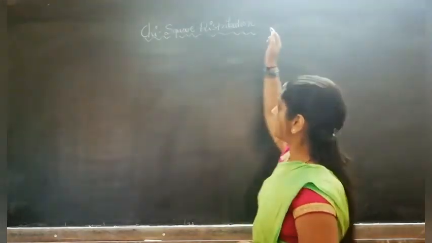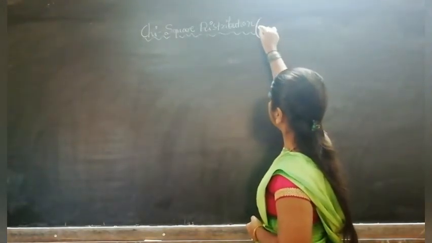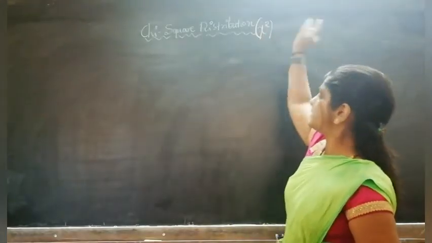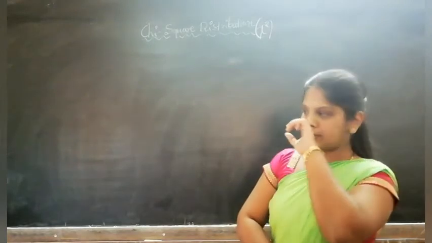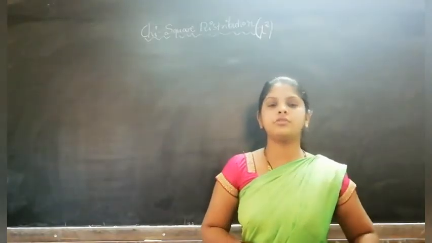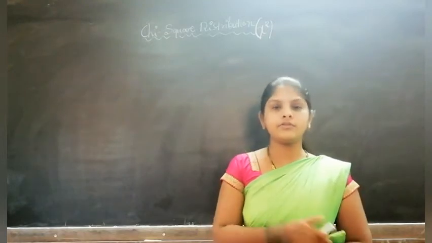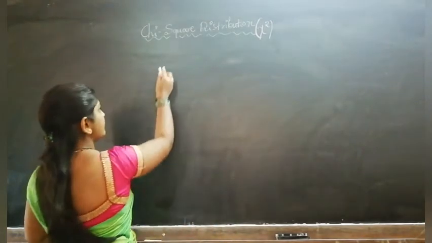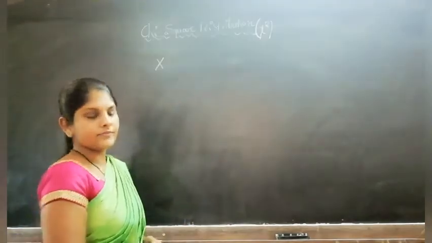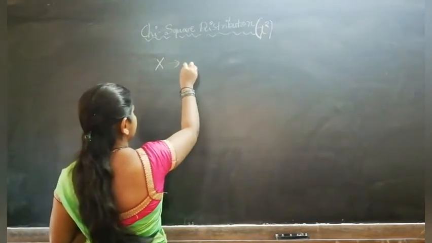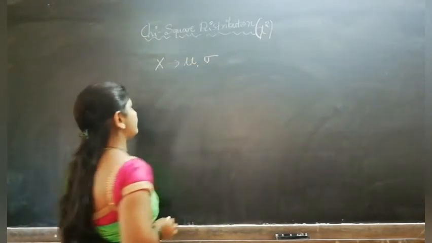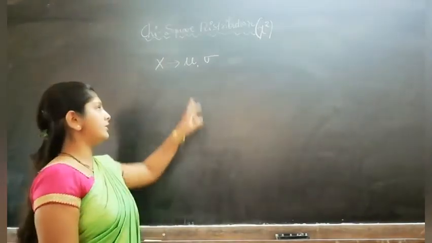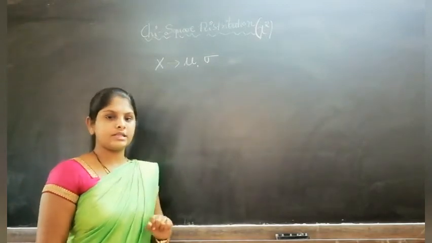distribution. This chi-square distribution is denoted by the notation χ². Before studying it, you should first know what a normal variate and a standard normal variate are. You already studied that. Suppose x is a normal variate with mean mu and standard deviation sigma.